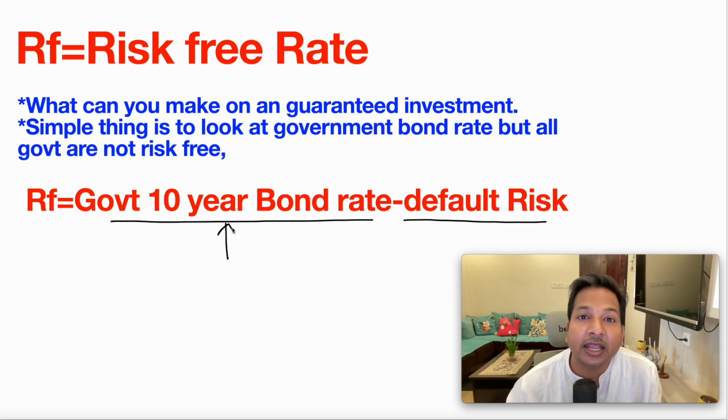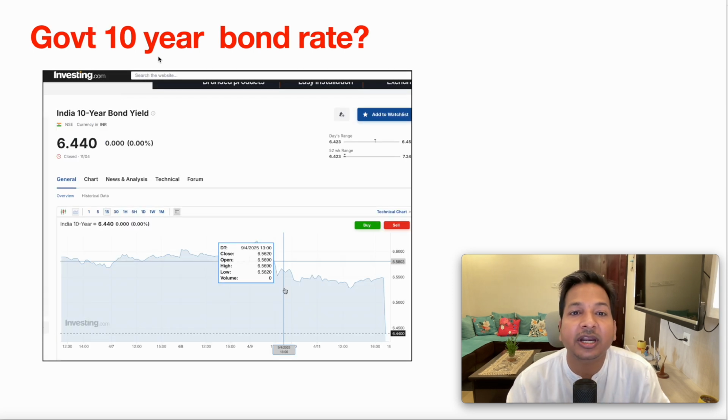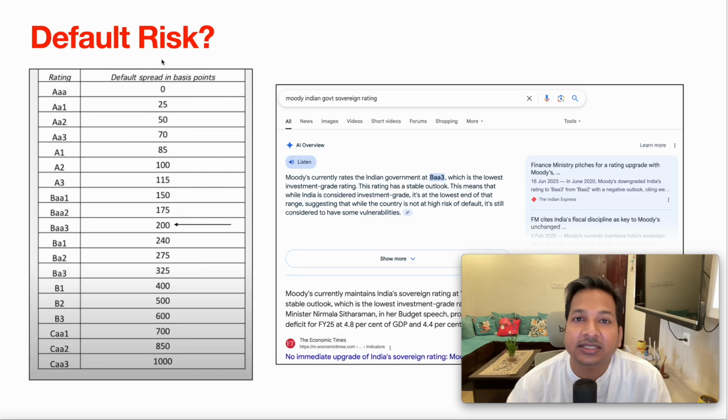That is almost like a risk free rate, but there we are deducting a number called default risk. For that country, what is the default risk? Now what are these two numbers? The first number, the government 10-year bond yield rate, is currently 6.44% as per investing.com, and the other one, the default risk, is from this table which shows the default spread based on the rating.